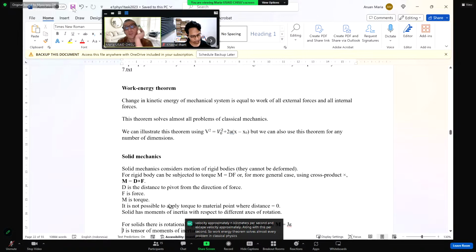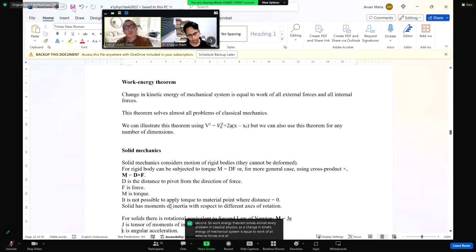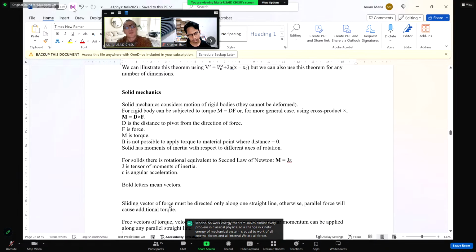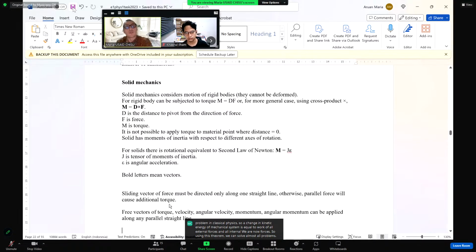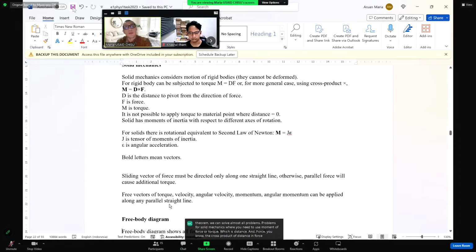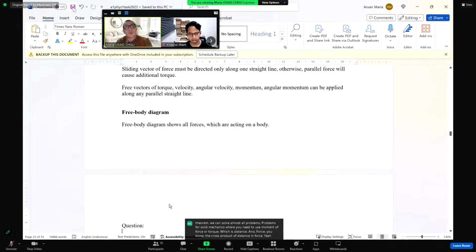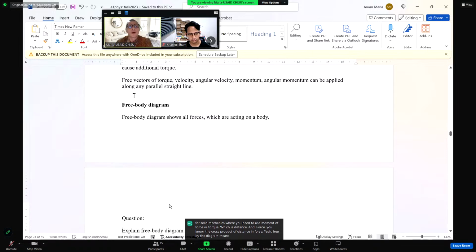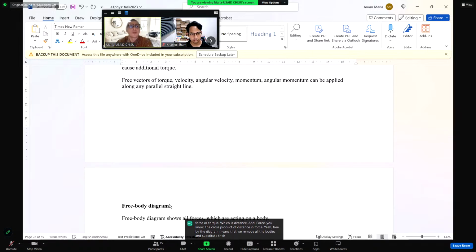So work energy theorem solves almost every problem in classical physics. So change in kinetic energy of a mechanical system is equal to work of all external forces and all internal forces. So using this theorem, we can solve almost all problems, including problems for solid mechanics, where you will need to use moment of force or torque, which is the cross product of distance and force. Free body diagram means that we remove all the bodies and substitute the influence with the forces that we draw, and that's the diagram.